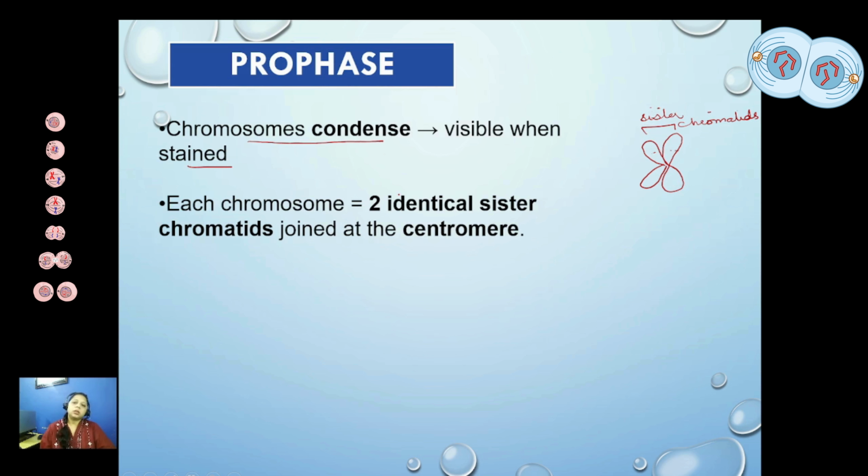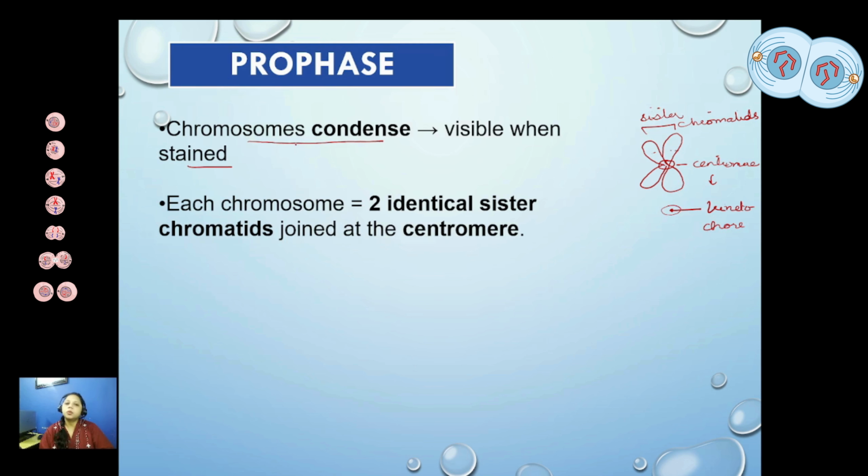These are connected at the center here, which is called the centromere. Now the center of the centromere, if this is the centromere, here there is a center, this one is called the kinetochore. Now, the kinetochore is, you can say, the gluing point where it binds with the spindle fiber. Okay, so what happened in prophase?